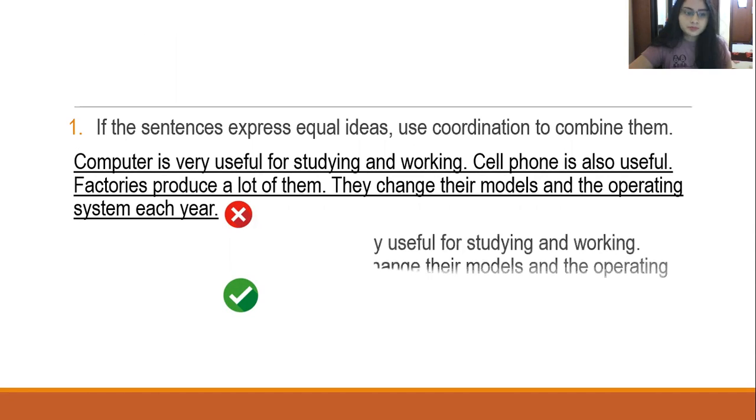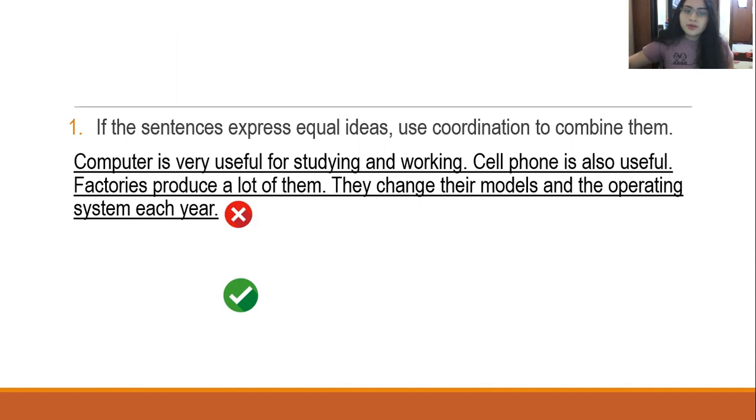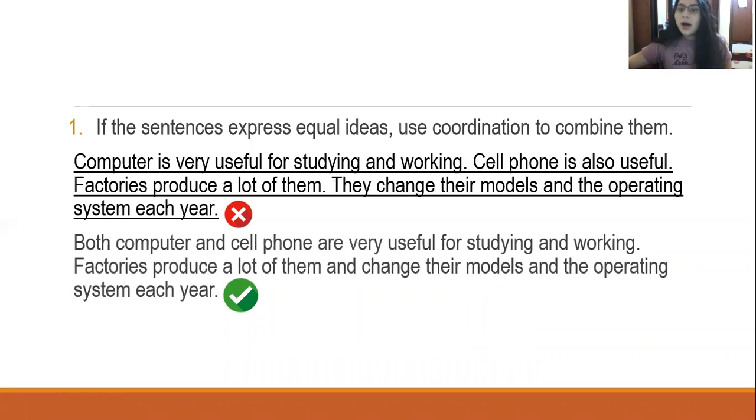For example, "Computers are very useful for studying and working. Cell phones are also useful. Factories produce a lot of them. They change their models and the operating system each year." That's wrong. The correct form is, "Computers and cell phones are very useful for studying and working, and factories produce a lot of them and change their models and the operating system each year."